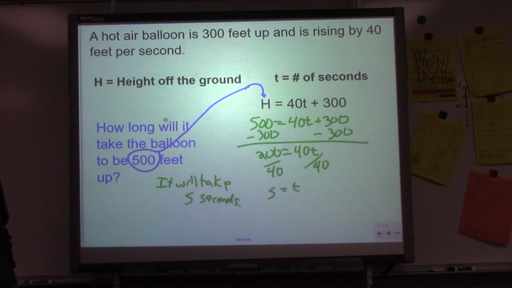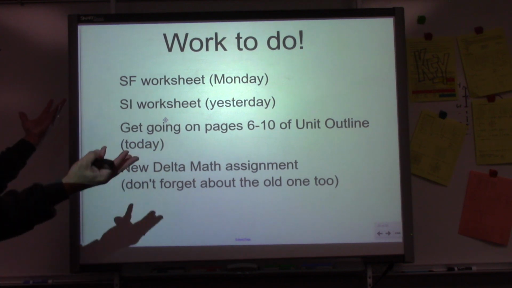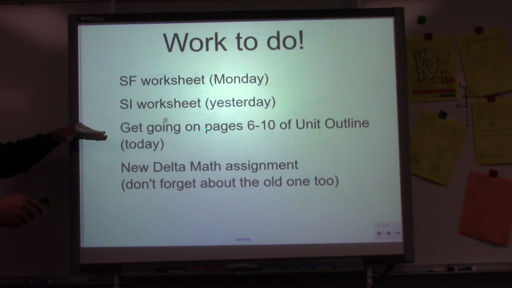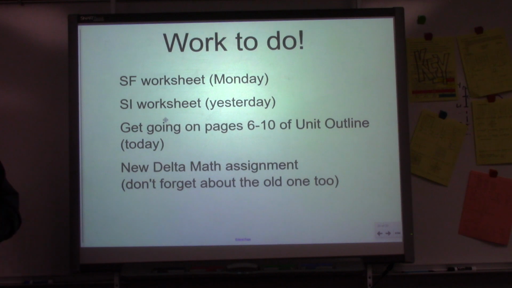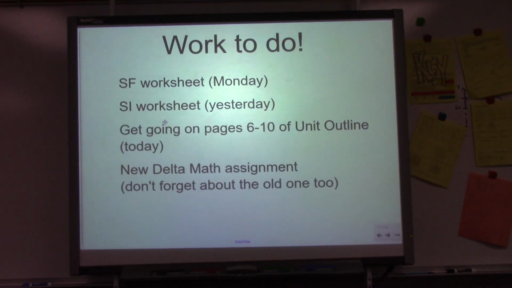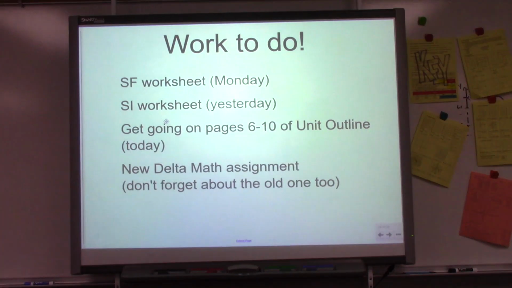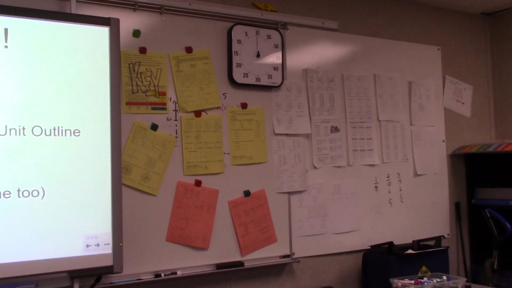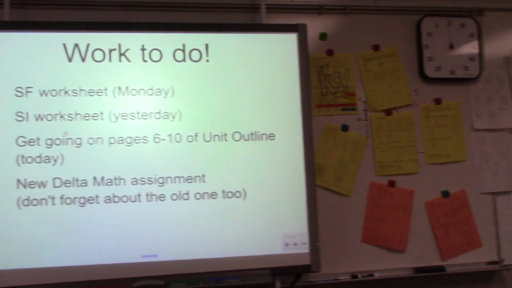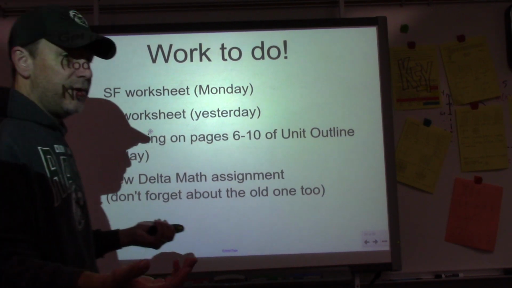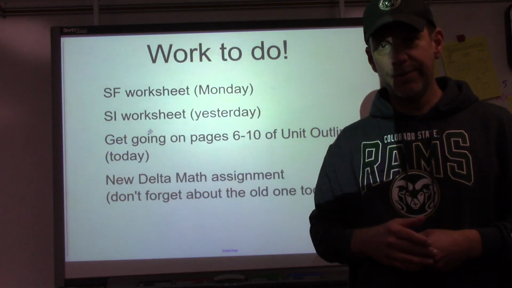All right. You can rewind. You can do whatever you need to do. Here's the review of what you need to be working on. Standard form worksheet from Monday. Slope intercept worksheet from yesterday. You get going on pages 6 through 10 of your unit outline today. The answers will, when you come in here, be right there on the wall, like they always are. They're not there yet. They'll also be on the website. These slides will be on the website, right? So you can always go back and reaccess them.